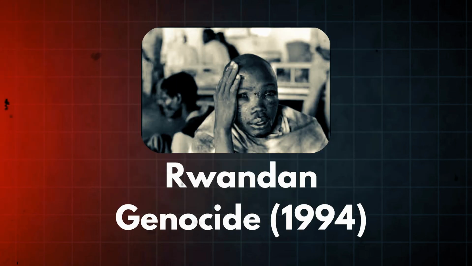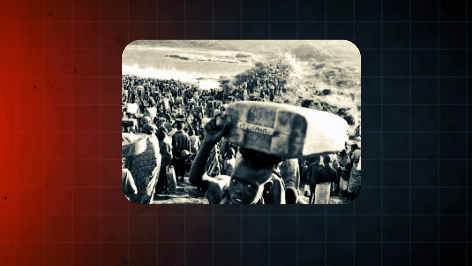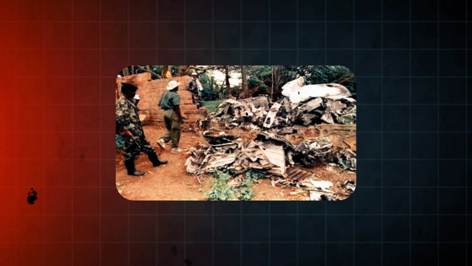Rwandan genocide, 1994. In just 100 days, one of the swiftest genocides in modern history unfolded in Rwanda, targeting the Tutsi minority and moderate Hutus. Sparked by years of ethnic tensions, culminating when President Juvenal Habyarimana's plane was shot down. Hutu extremists launched systematic massacres against Tutsis.